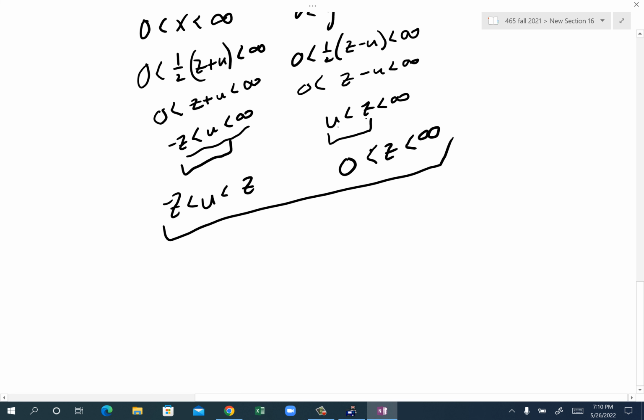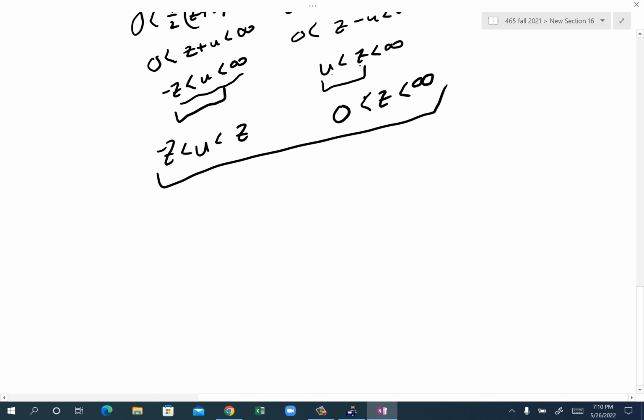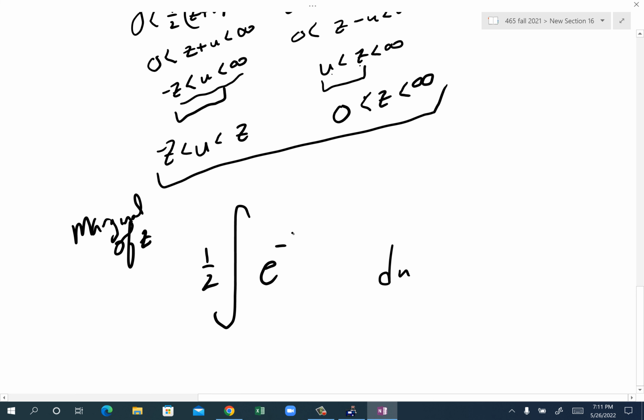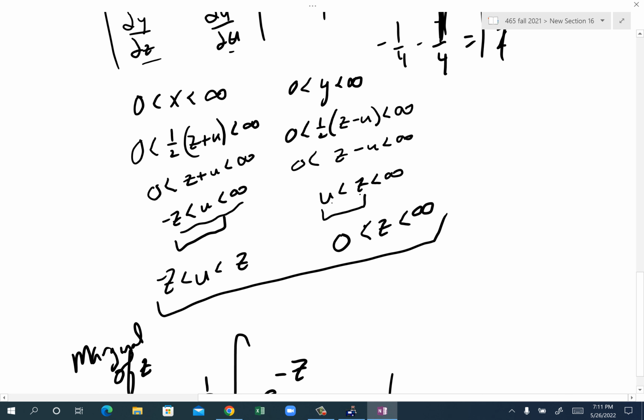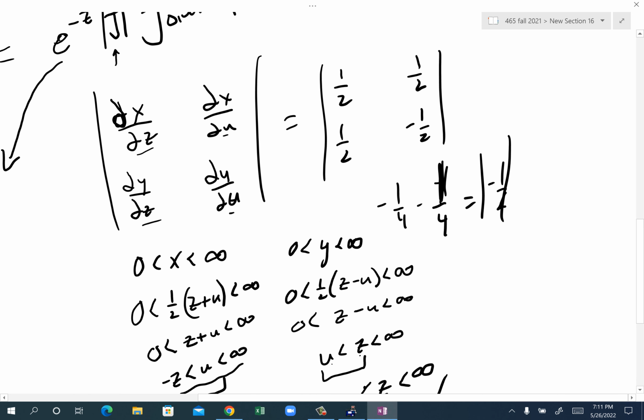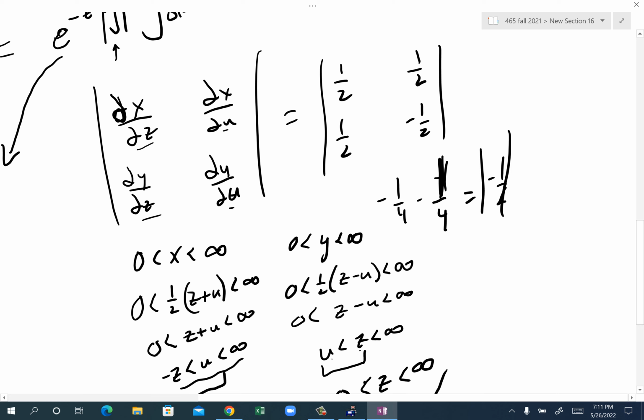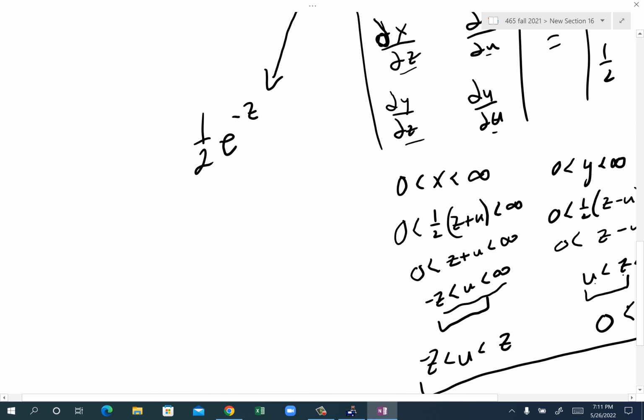Now you're like, but Jay, in order to get the marginal of z, what do I need to do? Well, I need to integrate my u's out. Does that make sense? And so my function is 1/2. Is that right? That was my function, right? It's over here somewhere.